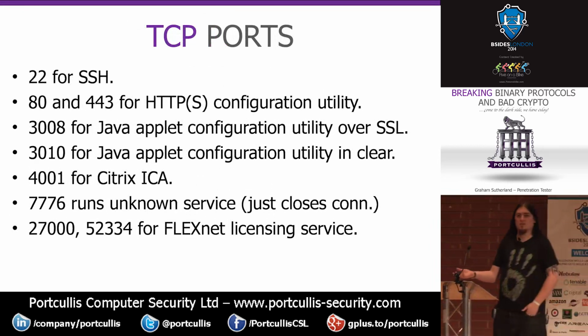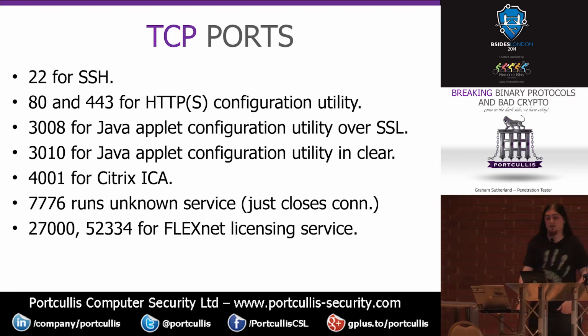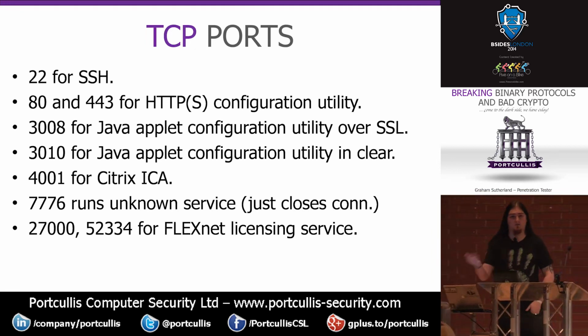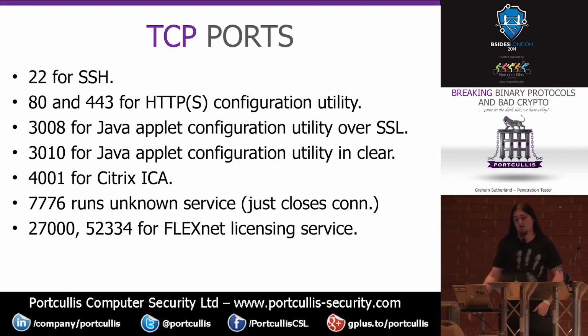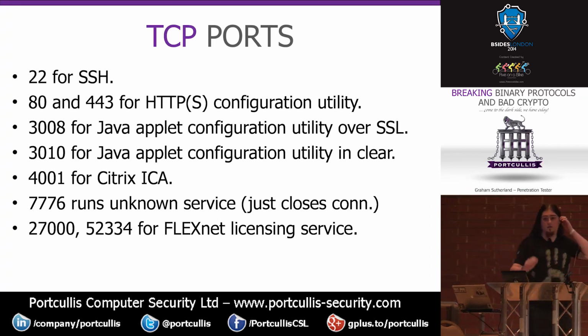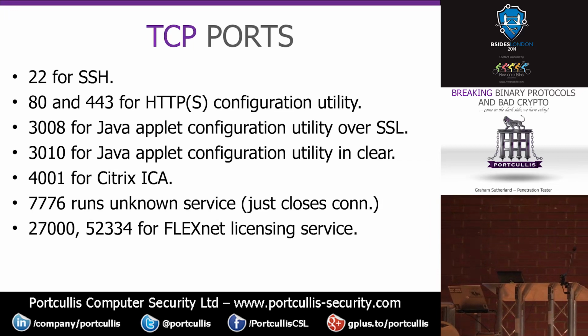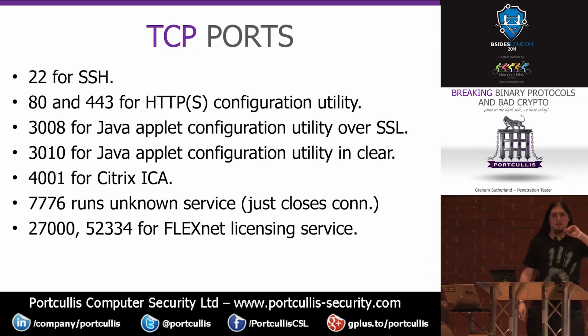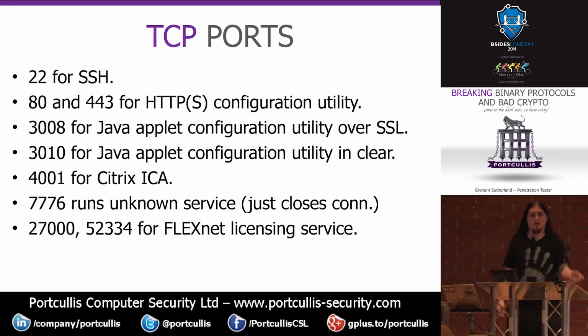So it's got TCP ports open: port 22 for SSH, and 18443 for the configuration utility over HTTP or HTTPS. The user can go to either. 3008 is for a Java applet within the configuration utility. So the configuration utility is basically just like a web page with a Java applet embedded in it, and it doesn't really do anything else. You use the Java applet to configure the whole thing. If you visit it over port 80, then the Java applet talks over port 3010 and does everything in the clear. If you visit it over HTTPS, then it talks over 3008 and does that wrapped in SSL.